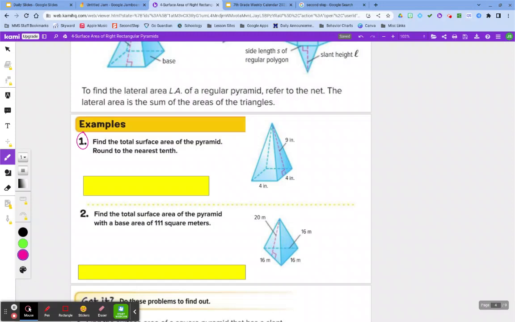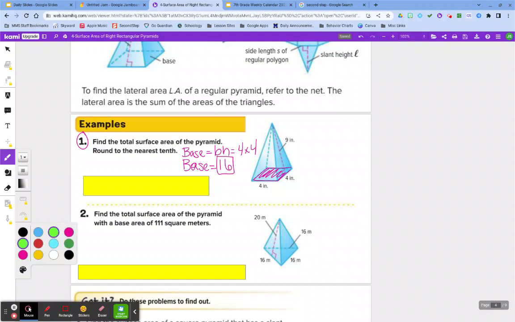So I like to start with the base or the bottom. So the bottom would be this part down here. And then we need to think, what shape is this? Well, this is a square. We know that we find the area of a square by taking the base times the height. And in this case, the base and height would be 4 times 4. So the area of the base would equal 16 in this case. So that's one of the pieces that we need.